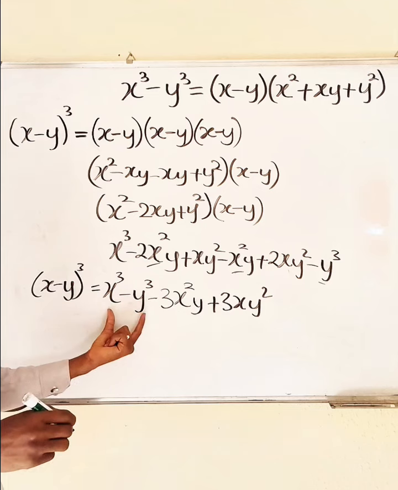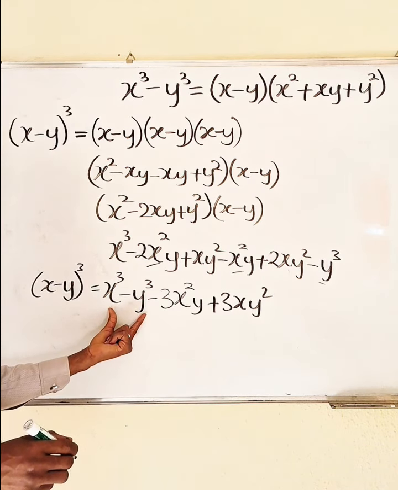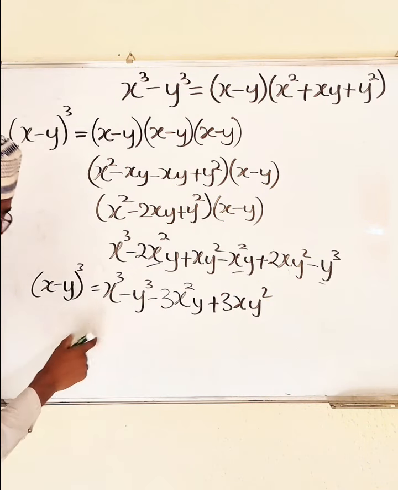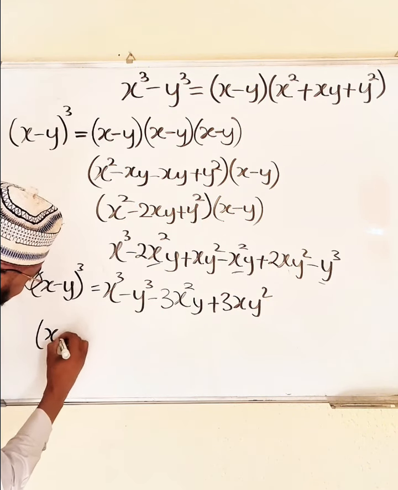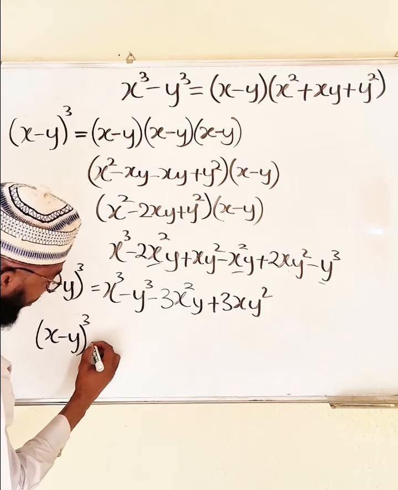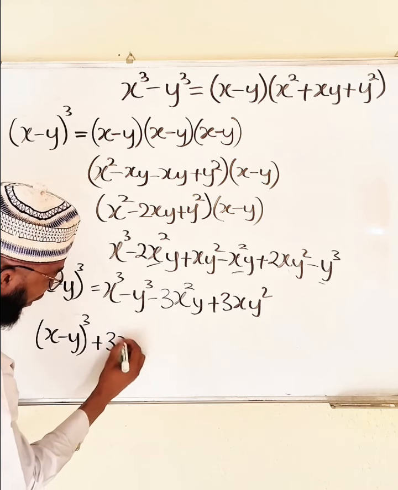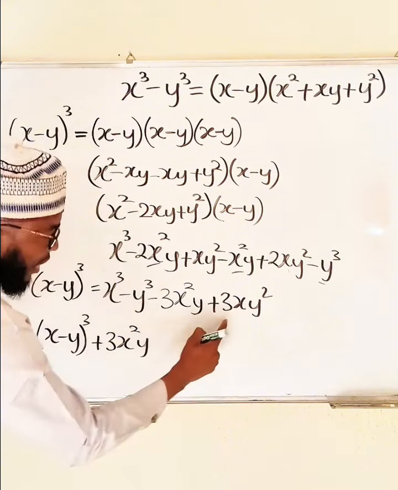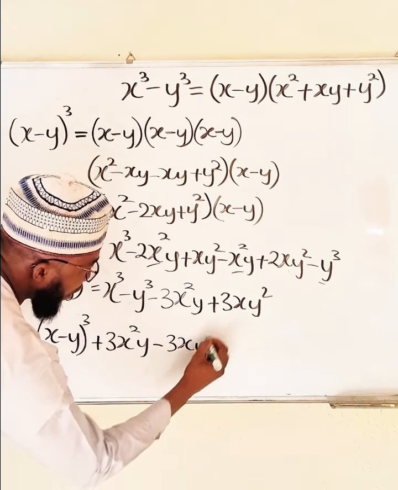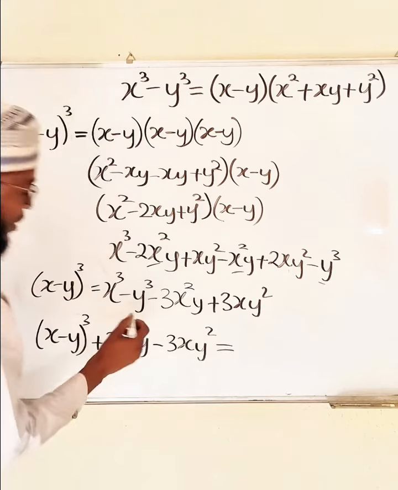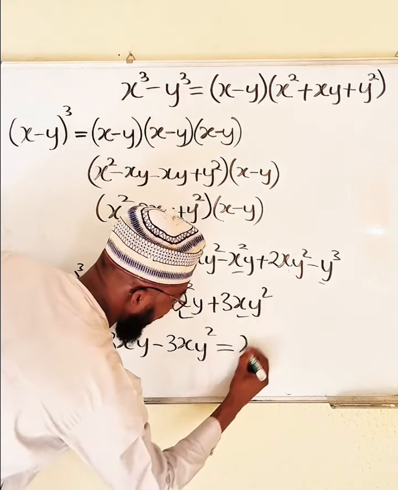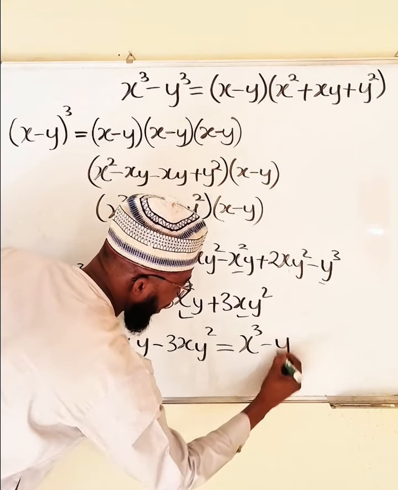So now I would like to make this the subject: x cubed minus y cubed. All other terms will come to the left. To the left, we have x minus y to the third power. As this crosses over, it becomes positive 3x squared y. As this crosses over, it becomes negative 3xy squared. The other side, remember, we have taken these two terms. We only have this left, which is what? x cubed minus y cubed.